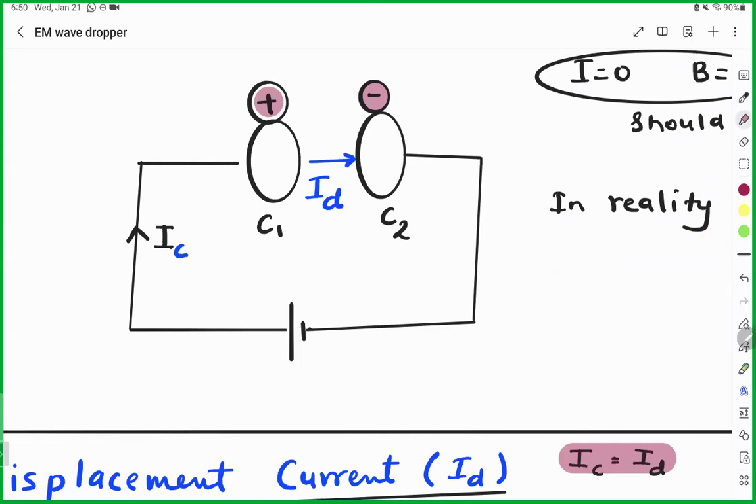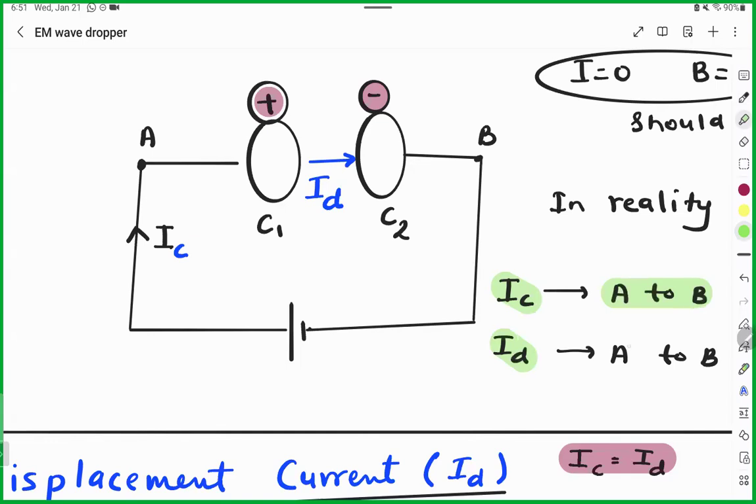Direction: if I take this point A and this point B, so if you are moving from A to B, what is happening from A to B? The direction of the conduction current is from A to B. The direction of the displacement current is also A to B. So we prove that the direction of both currents is the same.